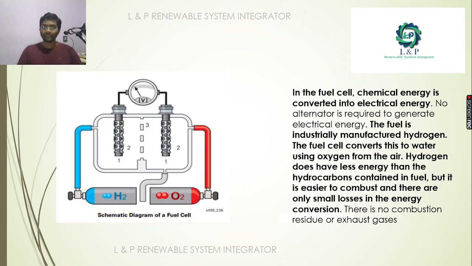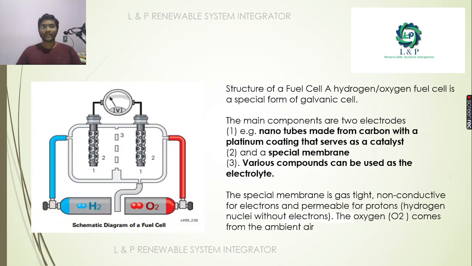Most importantly, if you compare it with hydrocarbon materials, hydrogen is very easy to combust, and the loss in the energy conversion process is also very low. The main components of this fuel cell are, first, the nanotubes. These are nanotubes made from carbon with a platinum coating. The second is the special membranes, and the various components used as the electrolyte. As we said earlier, we can use any sort of electrolyte based on our needs.